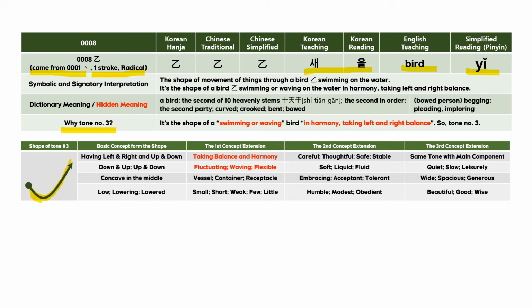Okay, mathematically, this dot makes this one, this one, this one, yeah, line. Dots make lines. So in this way, this character came from the dot, the first character meaning sky, and this character meaning bird, Korean Hanja and Chinese traditional, simplified, all same form, one of the 214 radicals.